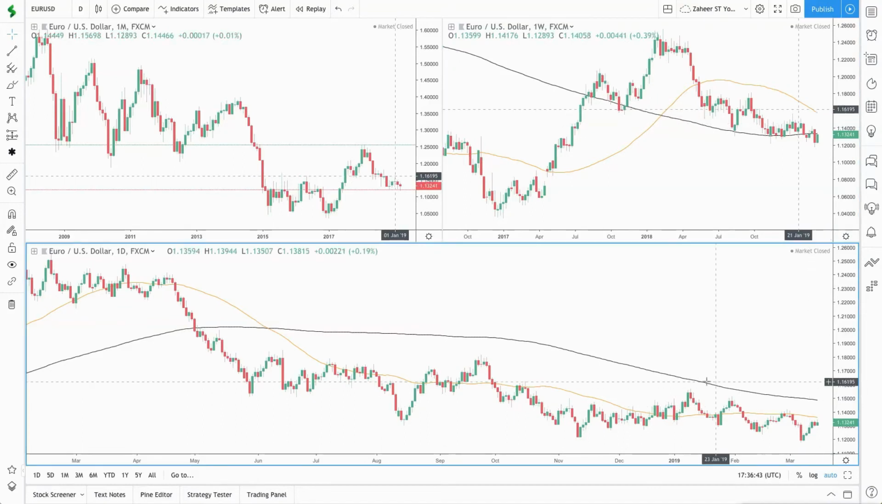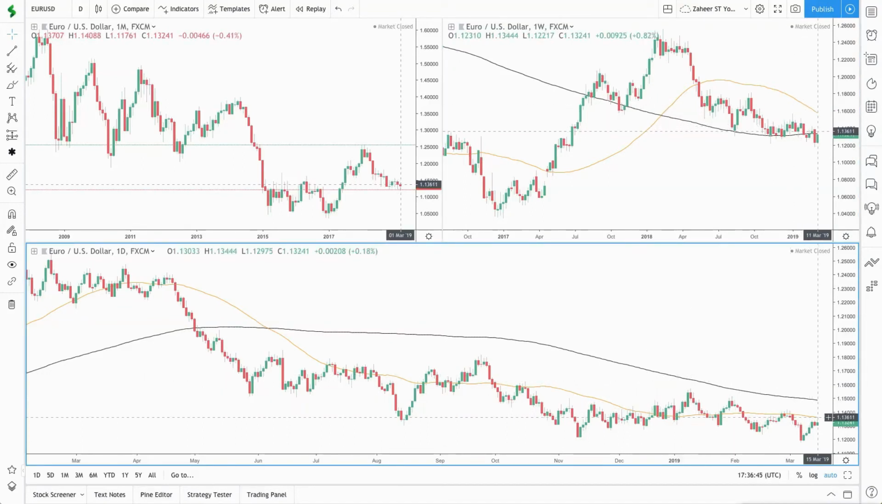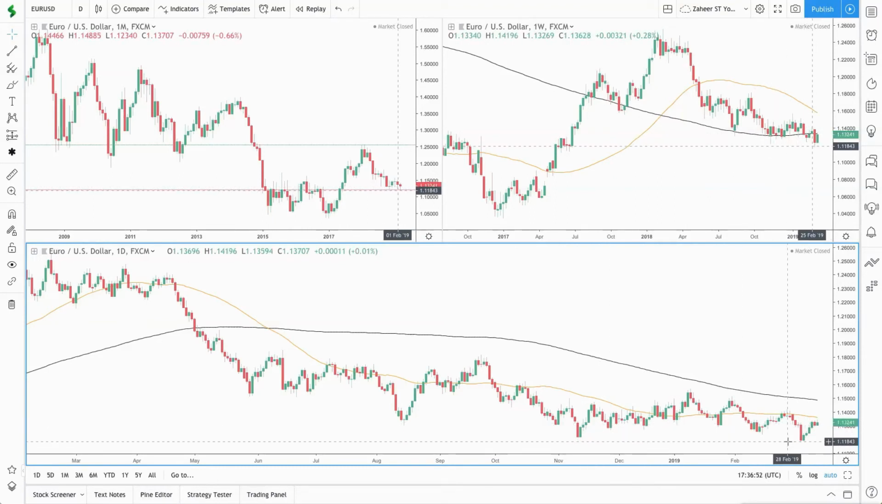Come down to the daily time frame, price is below the 200 and the 50 simple moving averages. Overall, just in this area of consolidation. A break and a close below this pivot support will suggest a continuation.